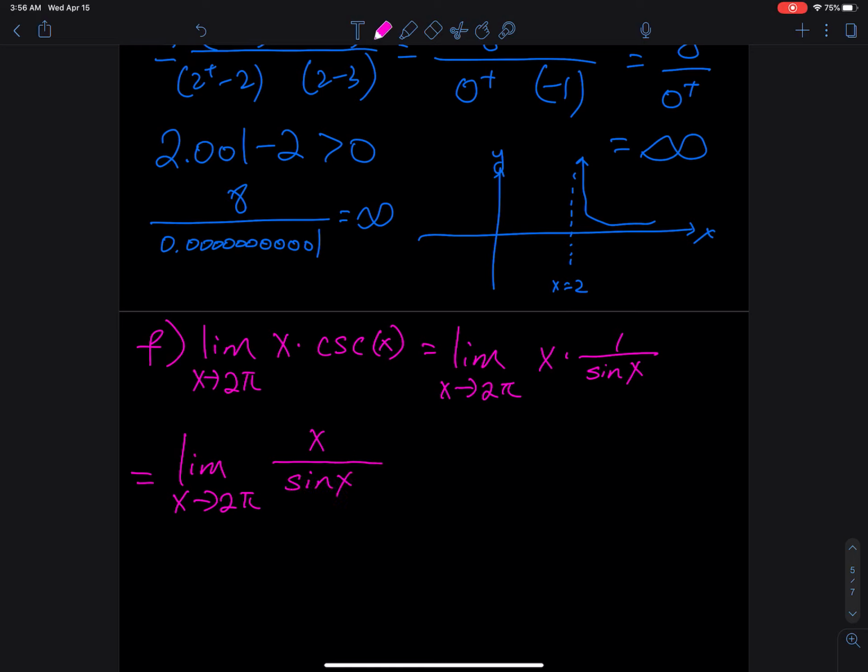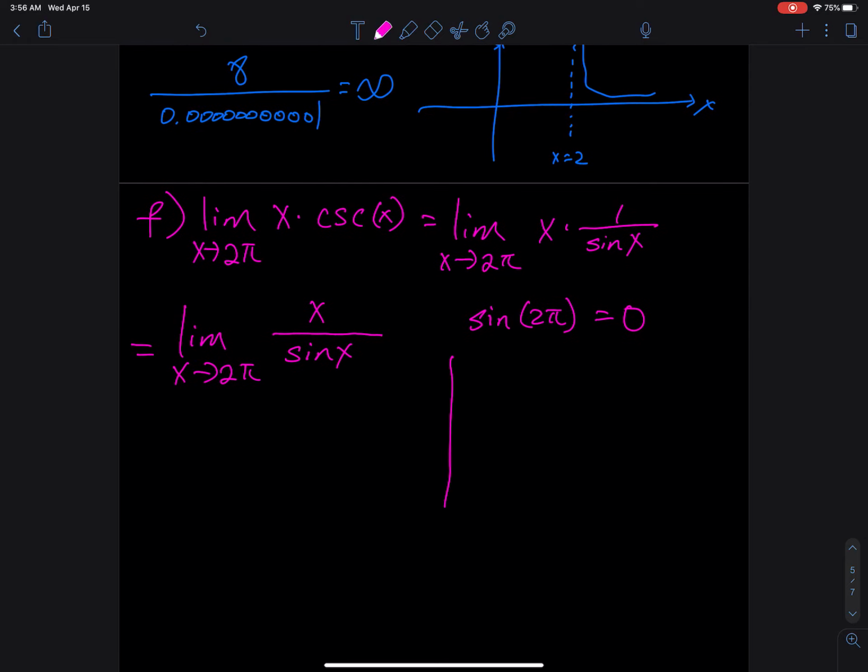So the 2 pi you can plug in on top. What happens if you plug in a 2 pi? What is sine of 2 pi? Remember this, sine of 2 pi equals 0. So in case you don't remember, let me remind you. So this is the graph of sine. This is one full period. Start at 0, end at 2 pi. This is pi, right?